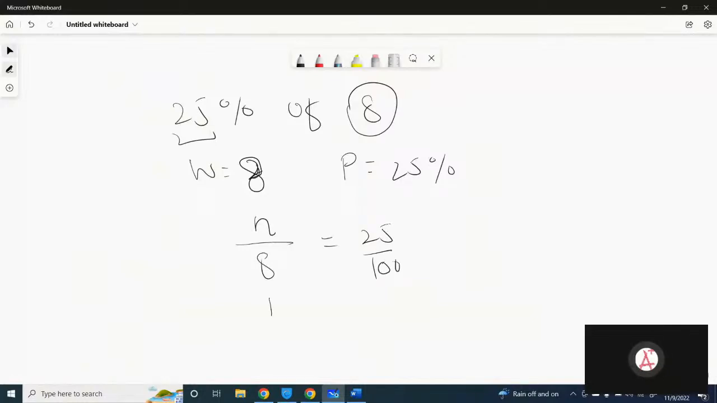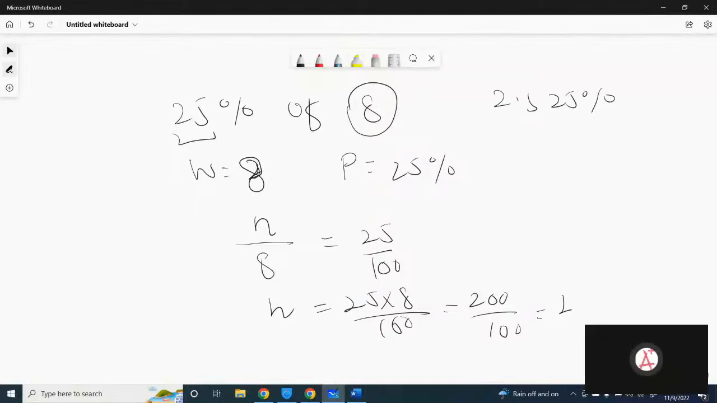Got it? Just do cross multiplication. It would be 25 times 8 over 100. Got it? 25 times 8 is, I think, 200. Yes, it is 200, and 200 divided by 100 equals 2. That means 2 is 25% of 8. Got it? That's the one you asked the question about.